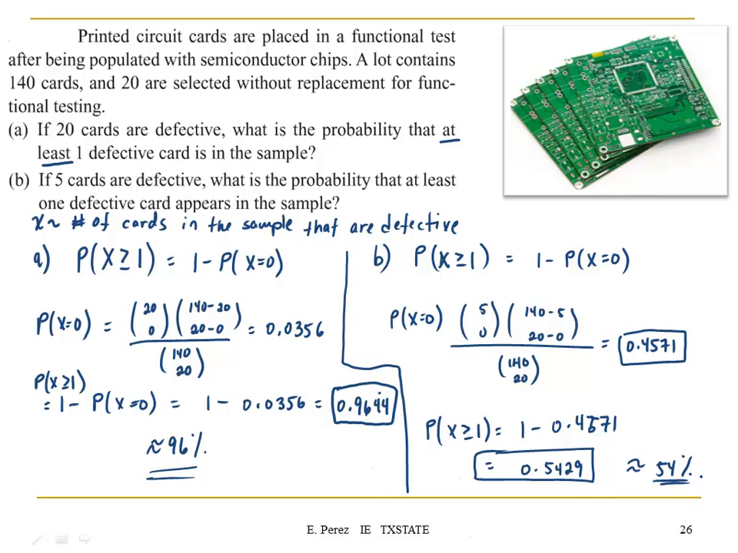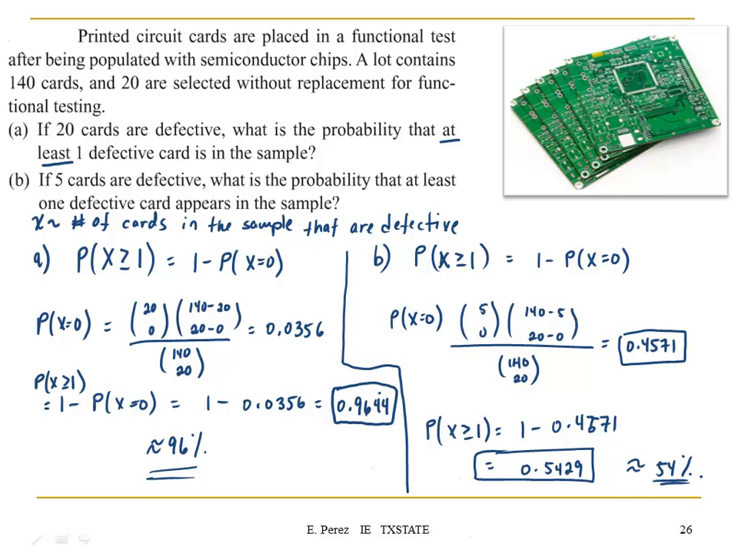So what we're saying is we have a large group of units, let's say 140, and we are selecting 20 out of that group. We know beforehand for part A that out of the 140, 20 are defective. So from this batch, 20 are defective, we're selecting 20, and we are trying to find out the probability of finding one defective from that group.